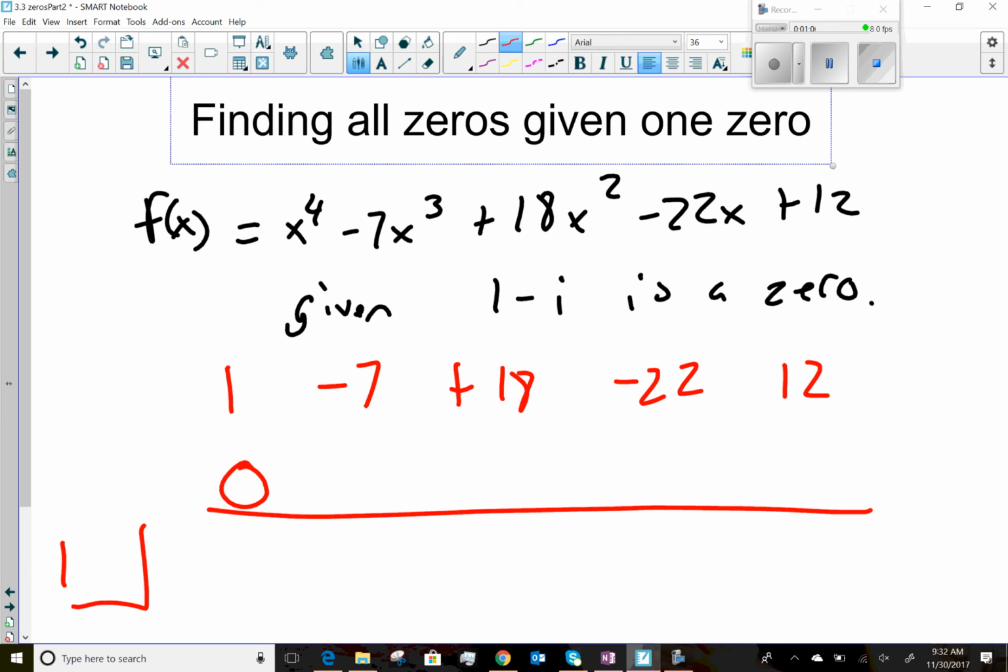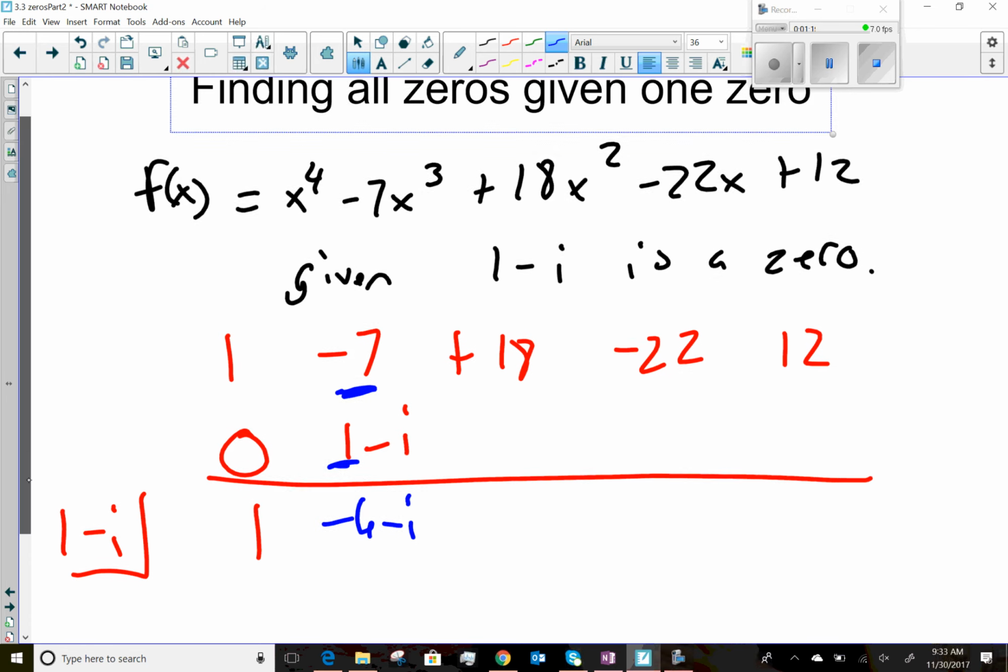This is where it gets a little more complicated because I have to multiply by a binomial. So 1 plus 0 is 1, multiplied by the binomial is 1 minus i. Now when I'm adding here, that's another complication. I can only add the real parts, because negative 7 is a real part, and so is 1. So we get negative 6 minus i.